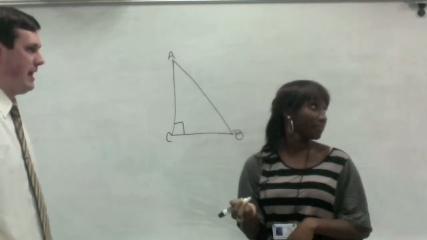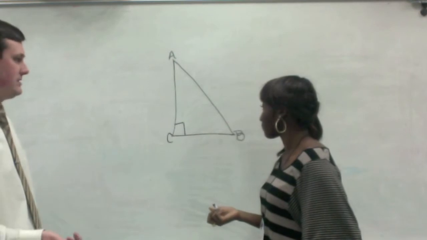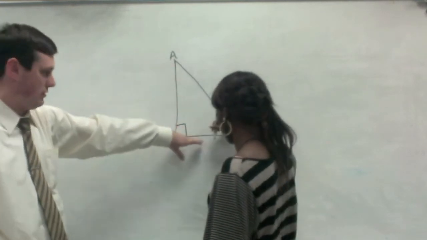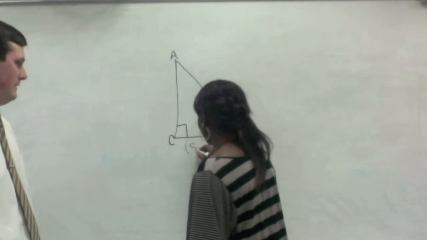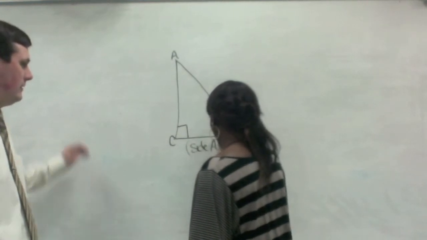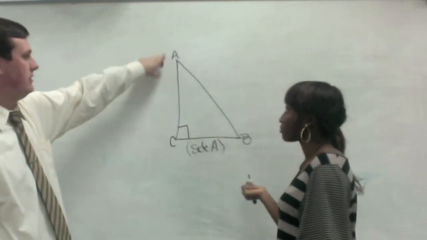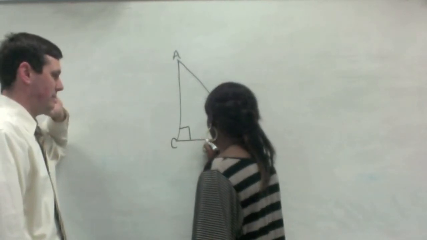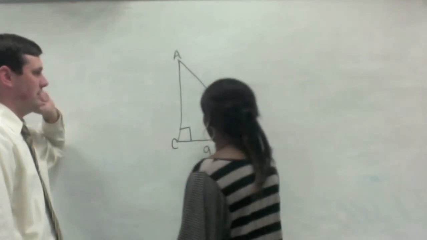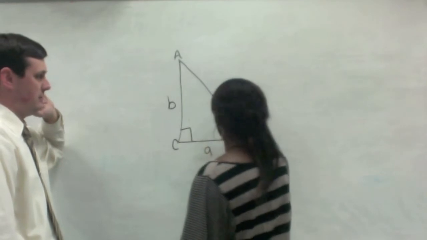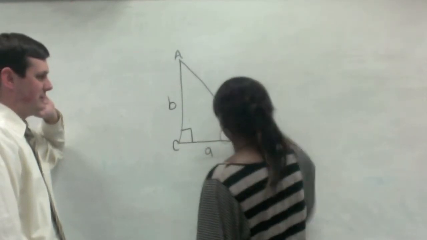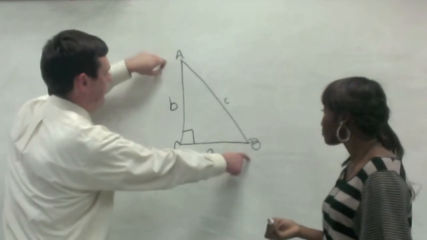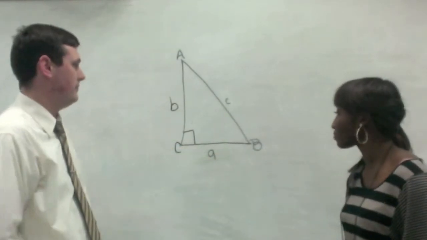So this is C. This is A. It doesn't really matter where you put angles A and B, so long as you put side A and side B in the right place. Side A is always across from angle A. Since the angle is capital A, for the side we can just use lowercase a. So where's side B? And side C? You can switch angle A and angle B. It's not going to make a difference as far as the trig functions go.